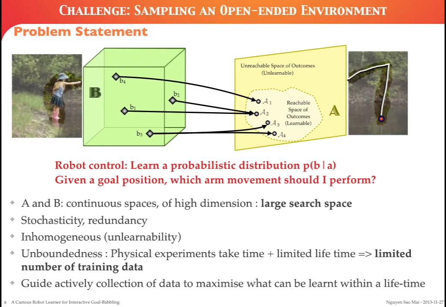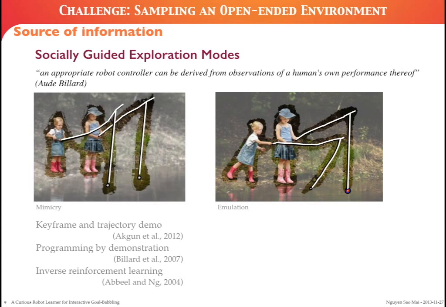For learning complex motor skills, several modes have been developed. The first of them is what we call socially guided exploration mode, which takes a source of information: a social partner, a teacher, a mentor. So an appropriate robot controller can be derived from observations of a human's own performance of this controller. In terms of imitation, you can see two different behaviors. The first one is mimicry. Here the child is mimicking the elderly sister. She tries to copy the posture and the positions of the fishing rod. So when you copy a policy, this can be defined as mimicry.